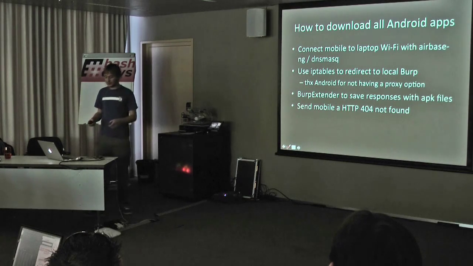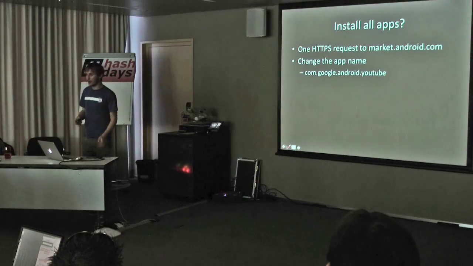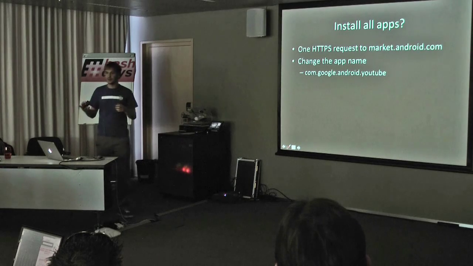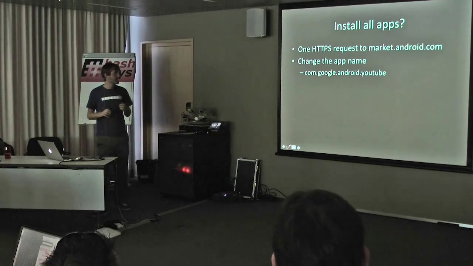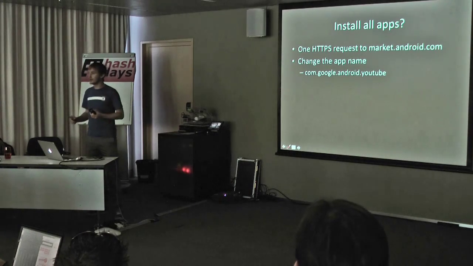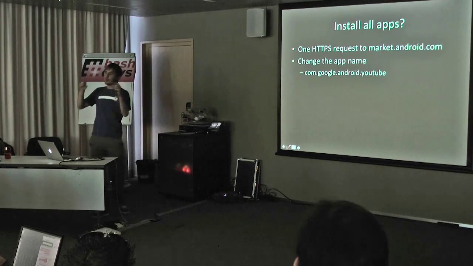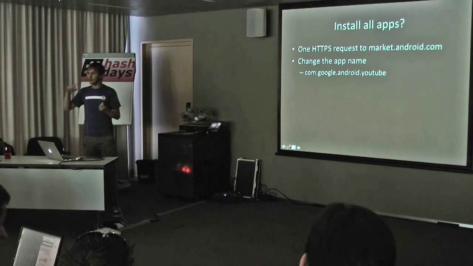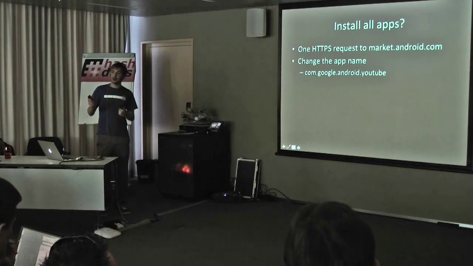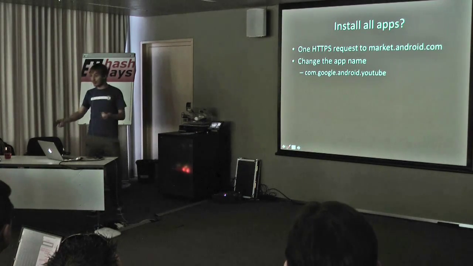Now, the problem is I don't want to click every app on my mobile, right? So I had to find a way to say, Google, please install all the apps that are on the Android market. And so I found out that you just have to send one HTTP request to the Google Market website, and you just have to change the app name inside that request, and it will install that app. So now I had the problem. Now I know that I just have to send this request, but I have to find out all these app names, right?